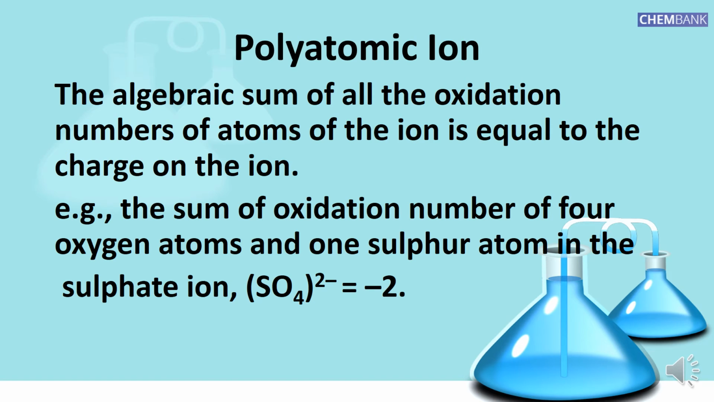In case of polyatomic ions, the algebraic sum of all the oxidation numbers of atoms of the ion is equal to the charge on the ion. So let us take the example of sulfate ion, SO4 2-. Here the sum of oxidation numbers of 4 oxygen atoms and 1 sulfur atom in sulfate ion will be -2.